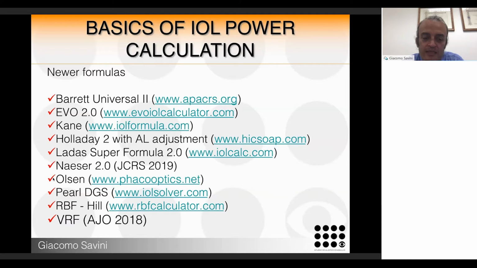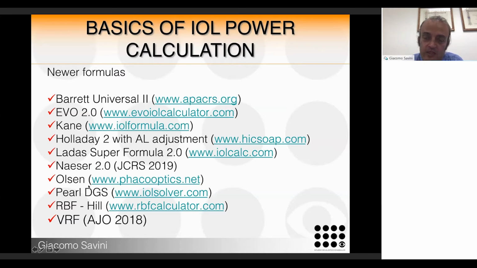The last one is the LADAS Super Formula 2.0, which is totally different from the original LADAS formula, which was a combination of the Hoffer Q, SRK/T, and Holladay 1. This is totally new and is based again on artificial intelligence. The Naser 2 has been published 1 year ago. It is a thick lens formula. It is published, so you can do it by yourself on Excel if you want.